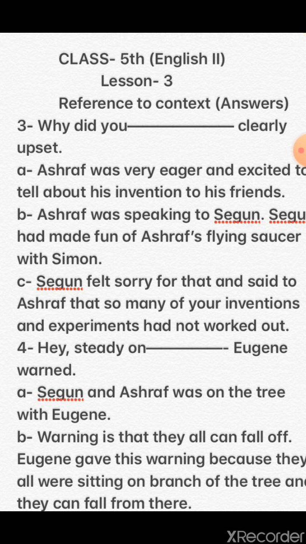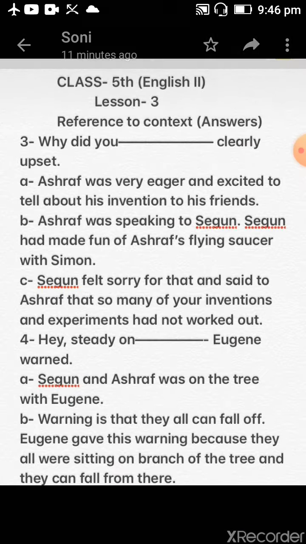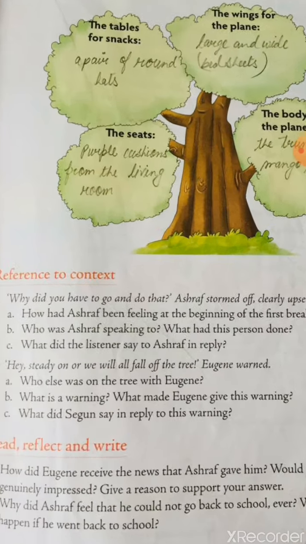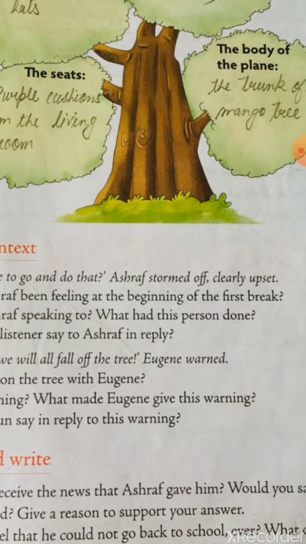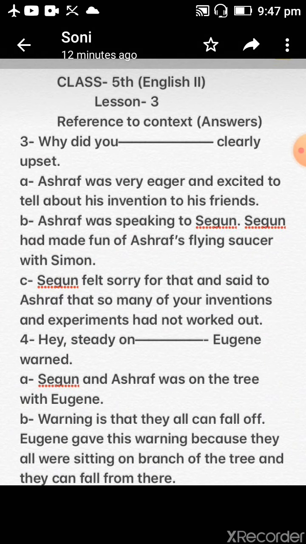Next one, come to the next question. This is the next question. Who was Ashraf speaking to? What had this person done? Okay, so now come to the answer here. Ashraf was speaking to Sagan. Sagan had made fun of Ashraf's flying saucer with Simon. Okay, this is the answer.